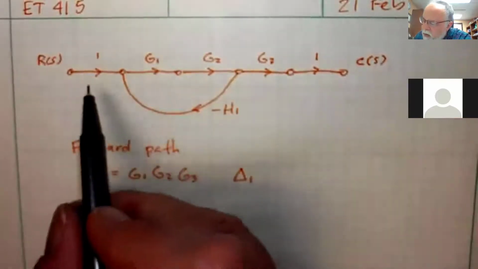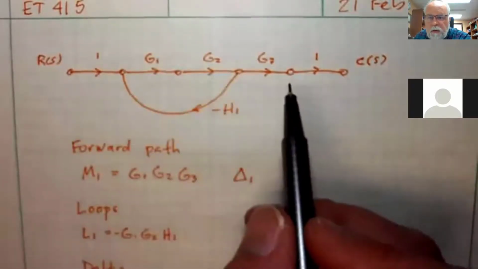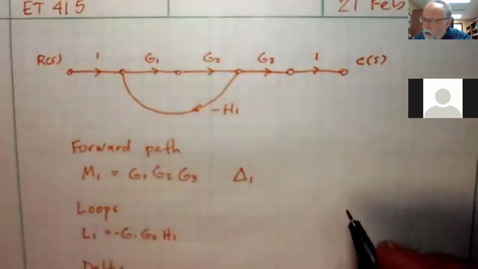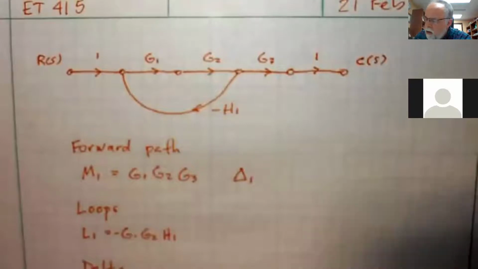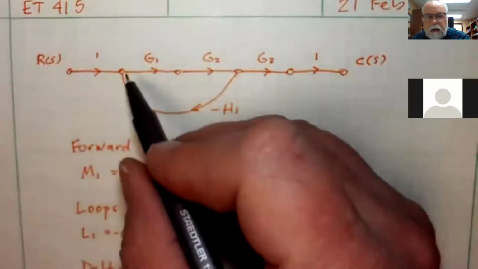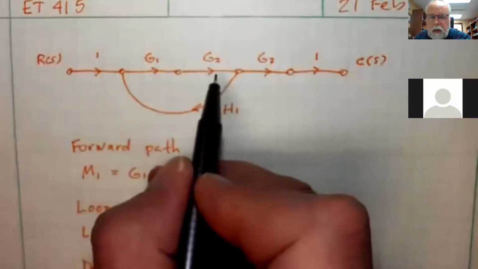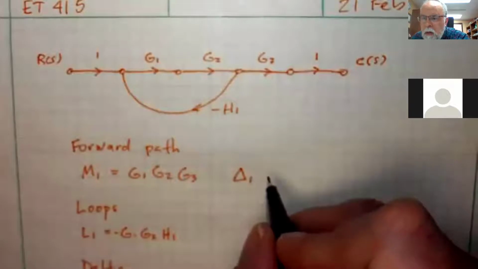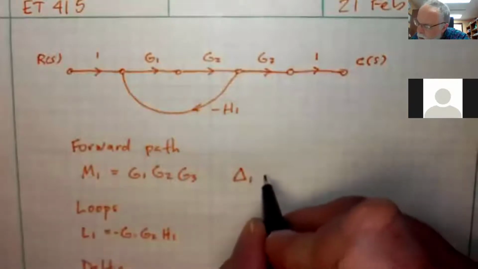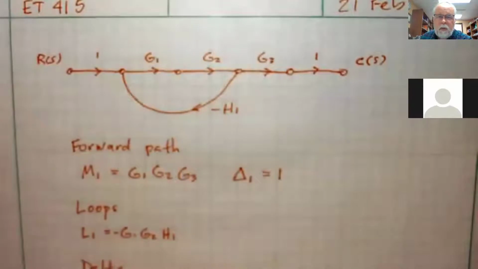So we take out this path here, the path G1, G2, G3. When we do that, what's left? Just this H1 going back, right? But it's not a complete loop because G1 and G2 are gone. So we have no loops. Okay. So that forward path gain is just going to be 1.